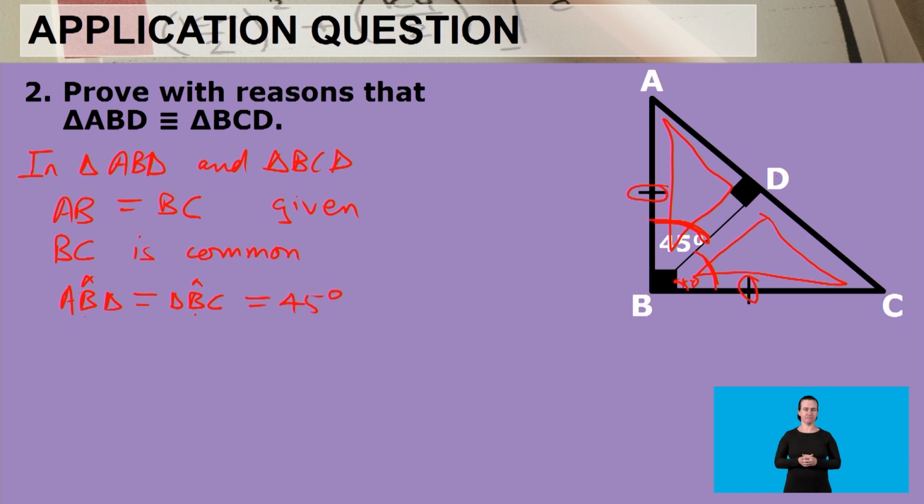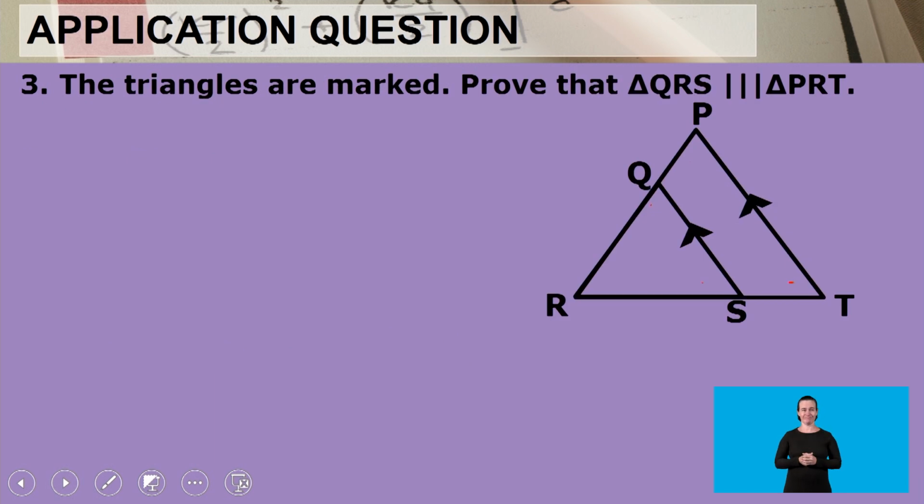And now we look at our three reasons and say, because of the three reasons that we have, therefore triangle ABD is congruent to triangle BCD. And that would be because of side, angle, side. Remember, the angle must be included between the two sides that you've proved to be equal. Let's move to the next one.